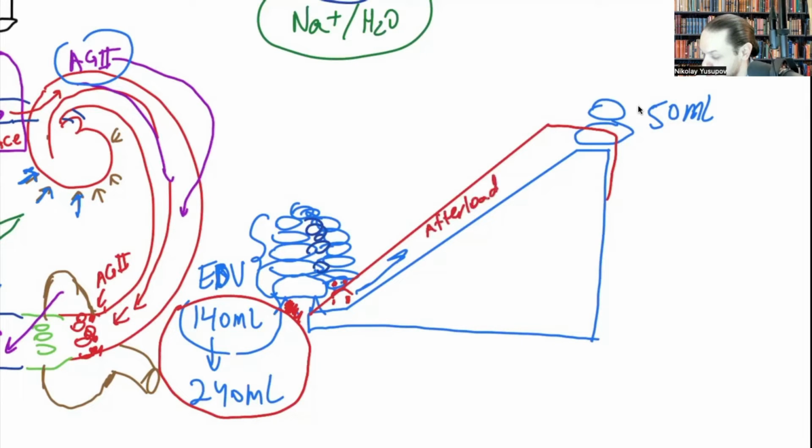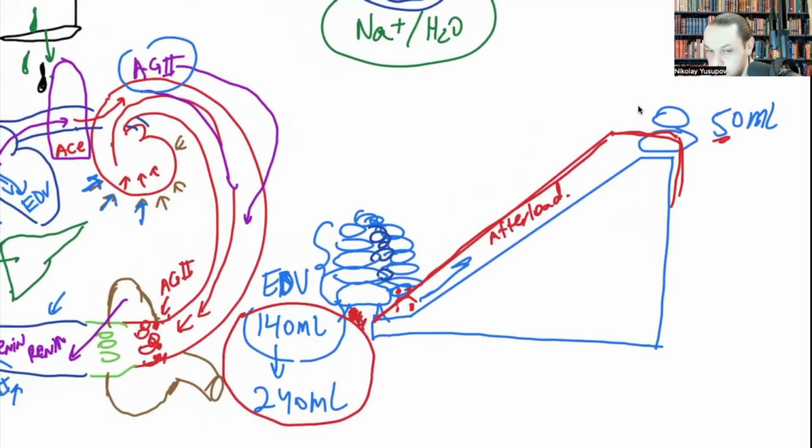I have to overcome much bigger pressure in order to eject the blood. And because I have a weak heart that's not contracting as strongly, I can only eject 50 ml. So instead of having a good ejection fraction, all of a sudden my ejection fraction is decreasing. So what's going to happen with this patient?